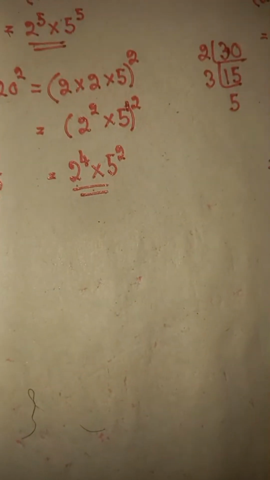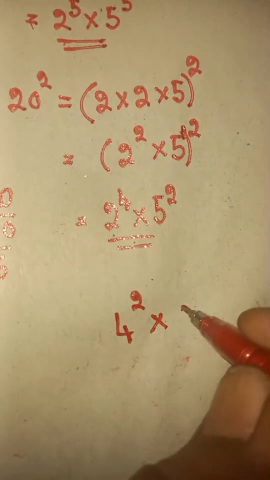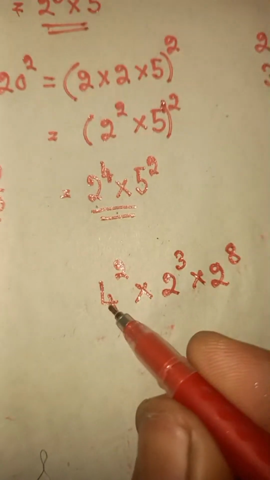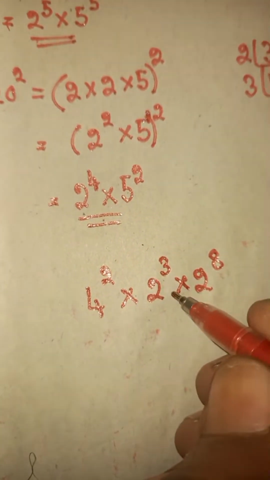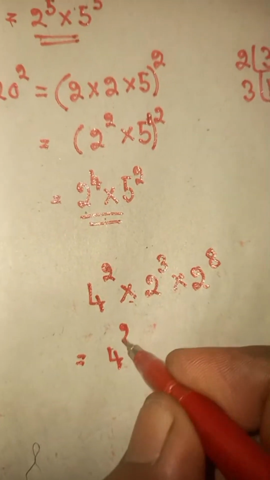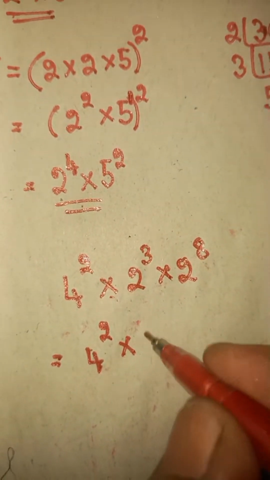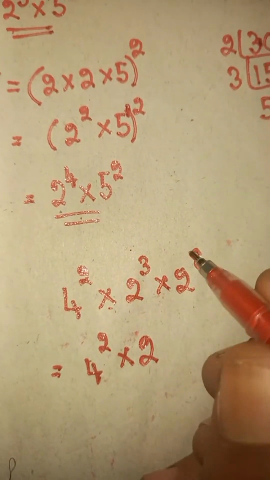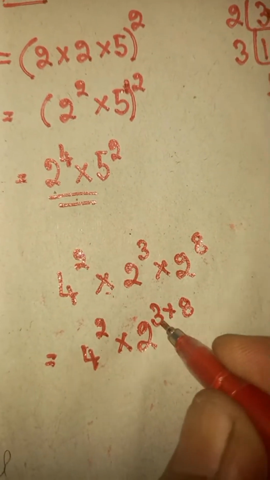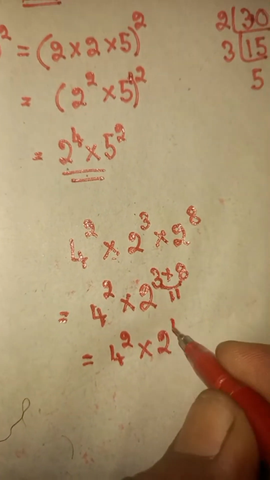Let's take one more problem. Here they have given 4 square times 2 cube times 2 power of 8. Now how to do this one? Here there is 4 and here there is 2. Let's first take 4 square as it is, and in these two the base is 2. So take 2 as the common base and add up the powers, that is 3 plus 8, which becomes 11. So this is 4 square times 2 power of 11.